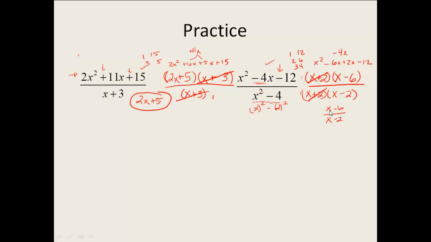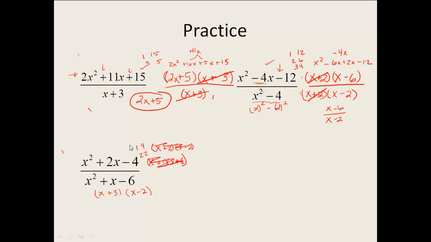And again, I cannot cancel these x's out. I cannot reduce the 6 and the 2 because they're not written as multiplication. Okay, here's a third one. Go ahead and pause the video and see what you come up with for this third one.